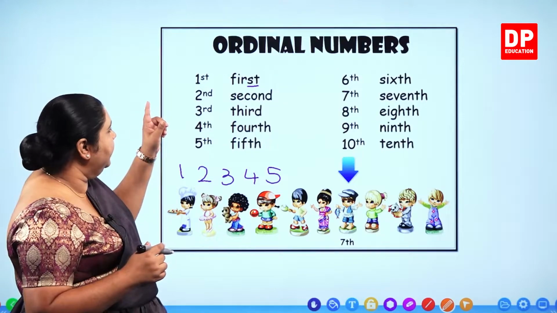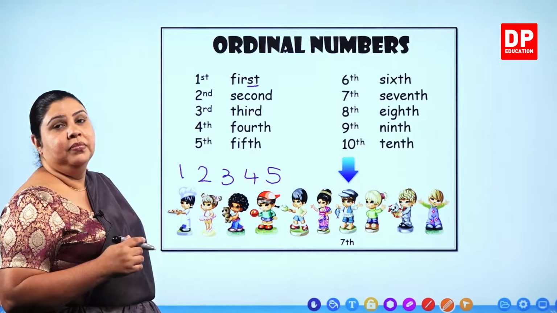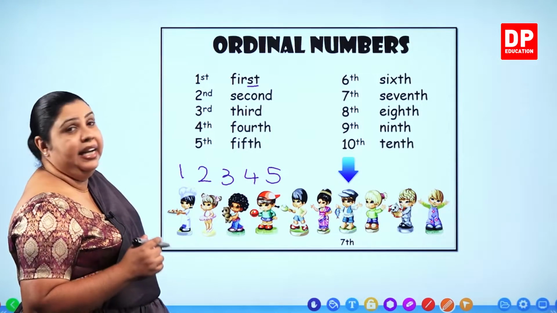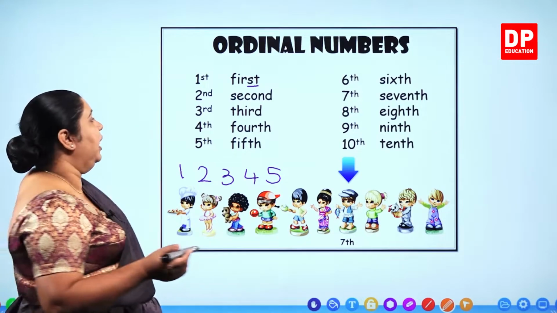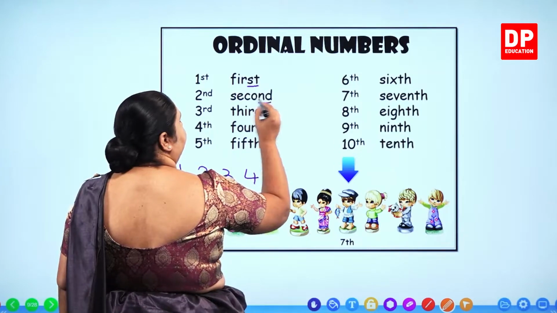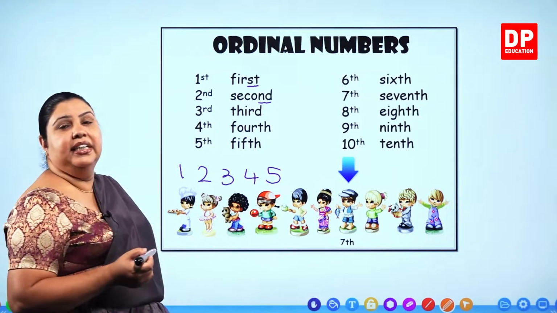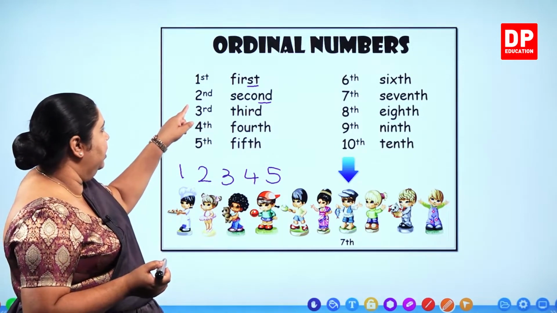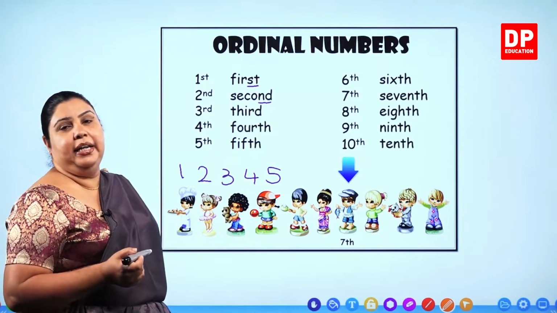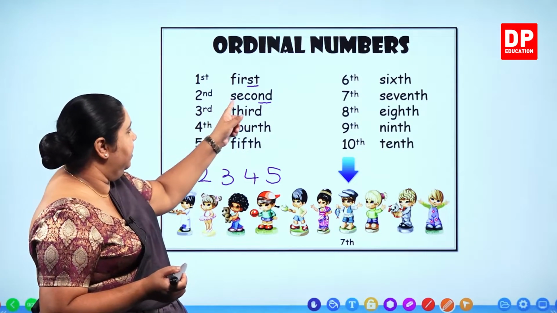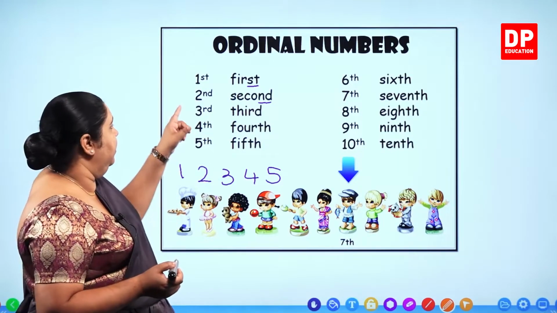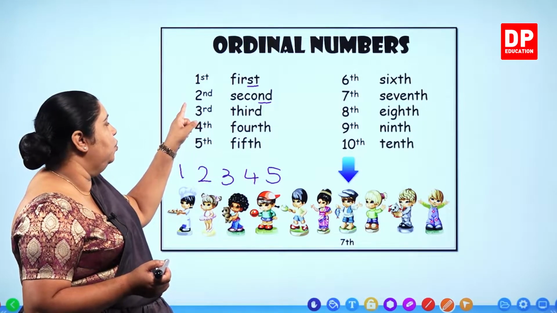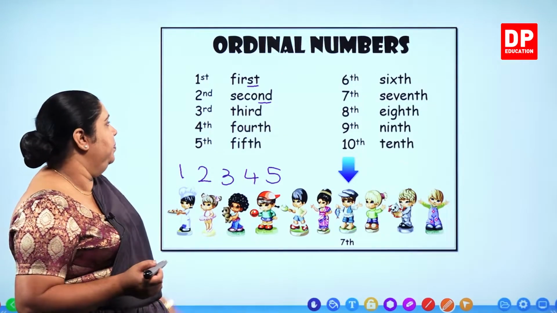Now let's take a look at the second. How do we spell the word second? S-E-C-O-N-D. Now look at the last two letters, N-D. Second. So we write number 2 and we write N and D. So when we write it in words, we write S-E-C-O-N-D. When we use numbers, we write 2 and we write N and D.